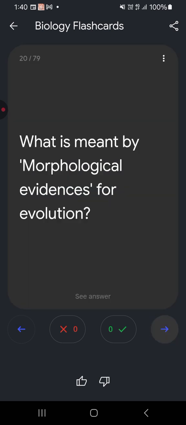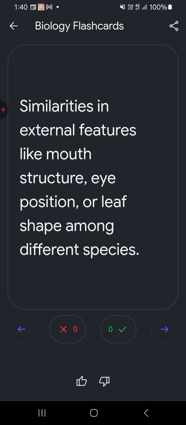What is meant by morphological evidences for evolution? Morphological evidences usually means external characteristics. Similarities in external features like mouth structure, eye position, or leaf shape among different species.